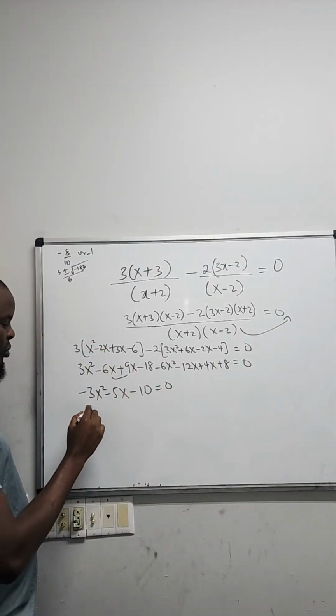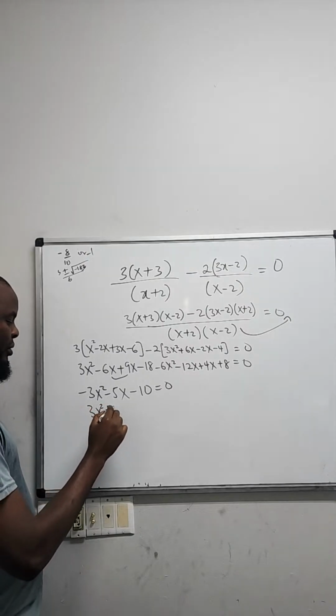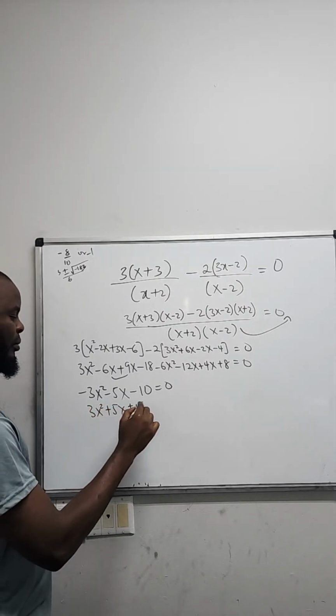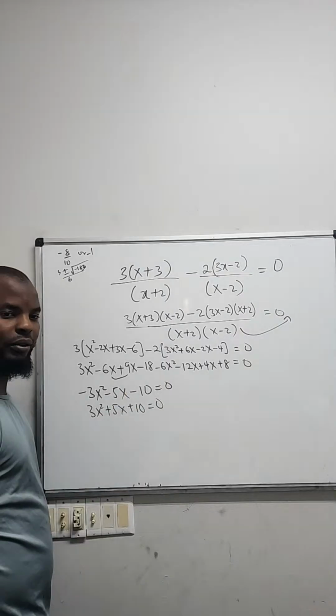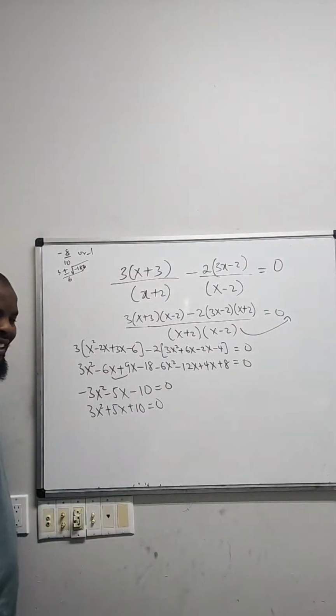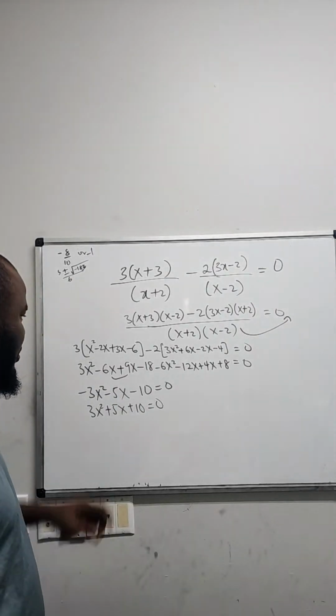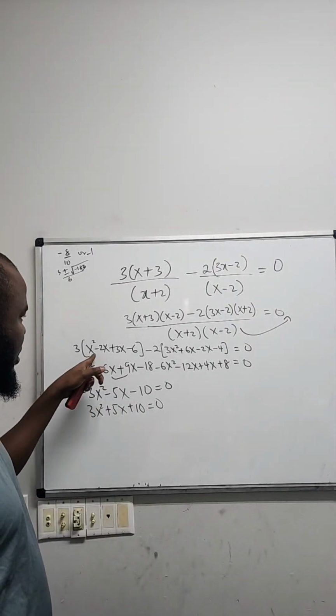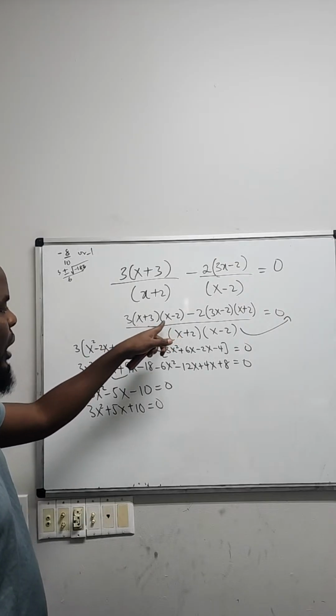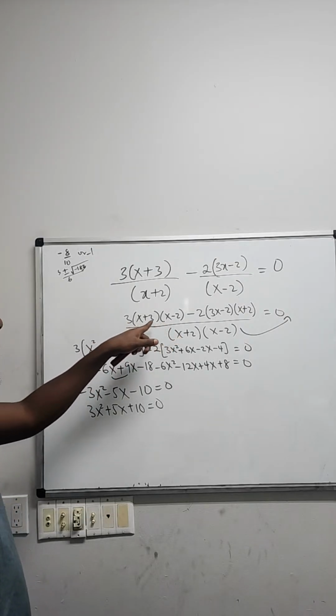Divide through by negative, we have 3x squared plus 5x plus 10. Who got this equation? No. I'm confused why did you have the starting 3 multiplied by x plus in parentheses x plus 3? This? No, the first one on top. Yes, you have to, because this 3 is multiplying these 2.